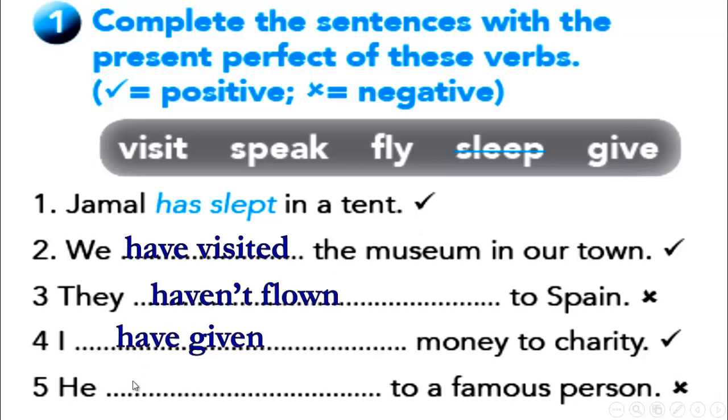Number 5 here, he space to a famous person. He to a famous person. We have only one verb here, speak. Verb 2 it's going to be spoke. But what about the third form? Yes, that's right. So it's going to be what? Spoken. He has spoken to a famous person. Okay?